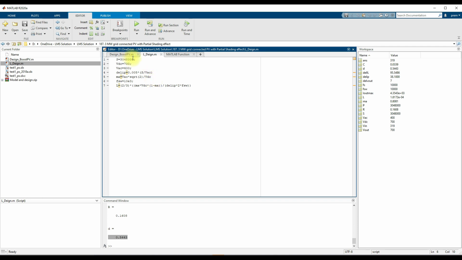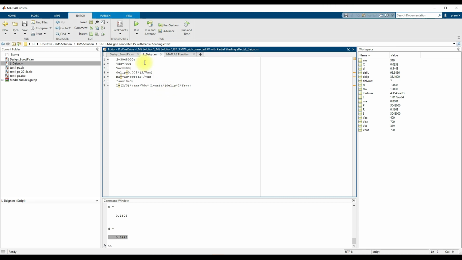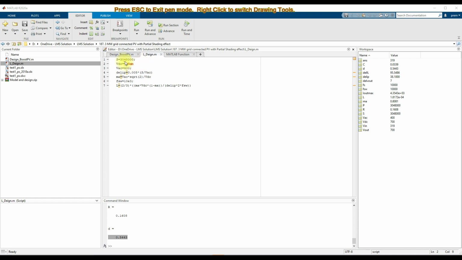Here, the apparent power is taken as the PV power at the standard test condition, so 3048 kilowatts, otherwise called 3.048 megawatts, and VDC is 700 volts, and VAC, that means the line to line voltage, is 400.